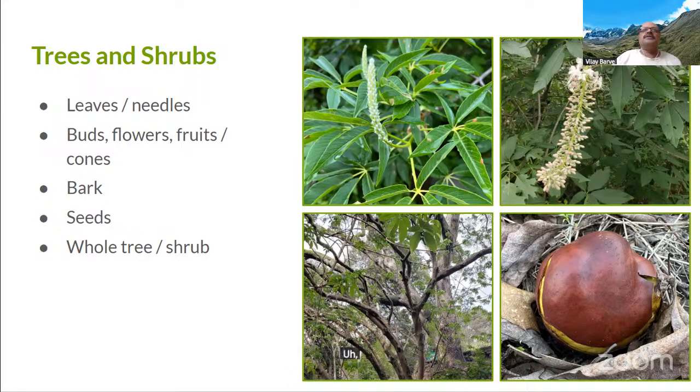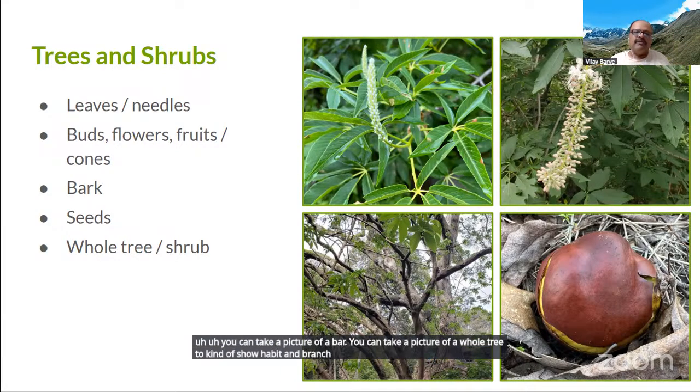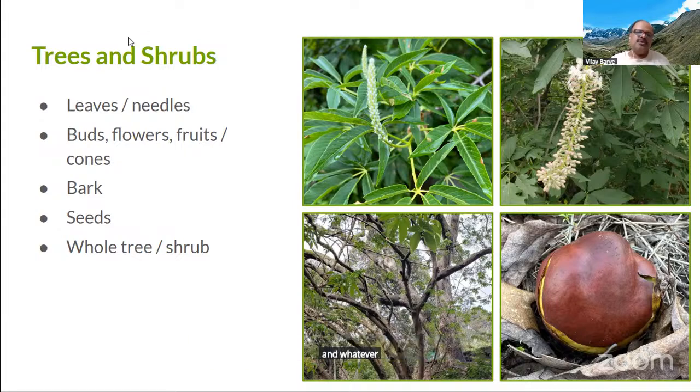Sometimes, especially in trees, bark is characteristic. So if you see, you can take a picture of the bark, and you can take a picture of the whole tree to show habit and branching pattern. Whatever you see, you should try to capture when it comes to trees.